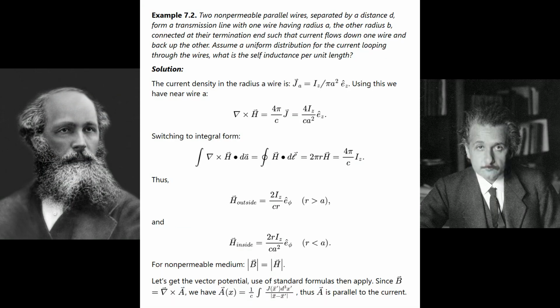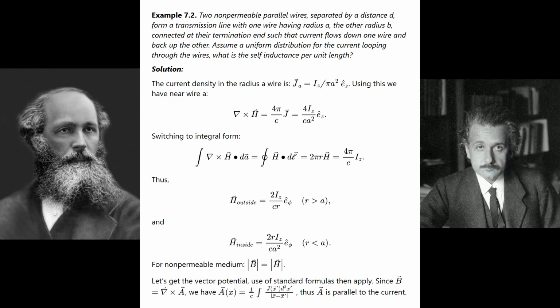Example 7.2. Two non-permeable parallel wires, separated by a distance d, form a transmission line with one wire having radius a, the other radius b, connected at their termination such that current flows down one wire and back up the other. Assume a uniform distribution for the current looping through the wires. What is the self-inductance per unit length?